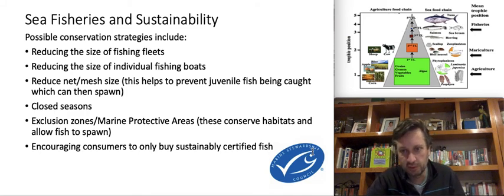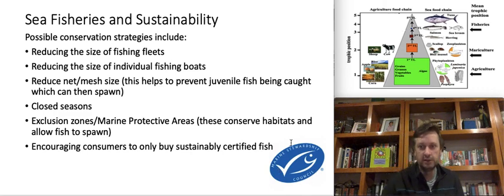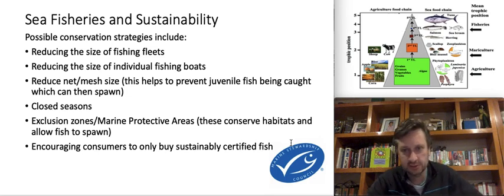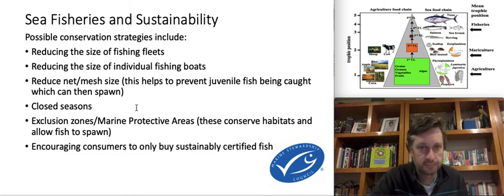So I don't generally buy fish. But if you do, it's worth looking out for the blue tick sign to check that the fish you're buying actually comes from a sustainable stock. The MSC is quite a reputable organisation, and it seems to do its job well in identifying sustainable fisheries.